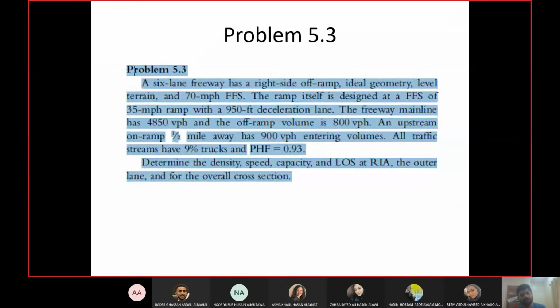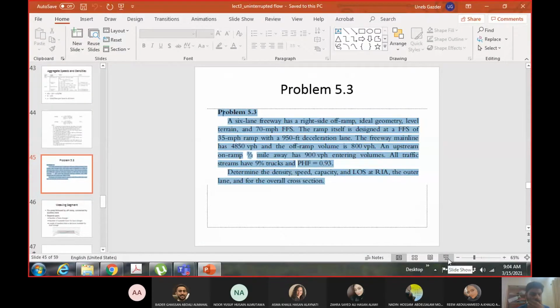Okay, this was the example. I will solve it in the notebook so you have it with you later on. We have a 6-lane freeway. It has a right side off ramp, ideal geometry, so lane width, shoulder width, everything is as we want. What we call the base conditions.